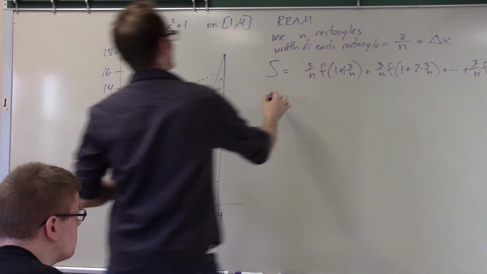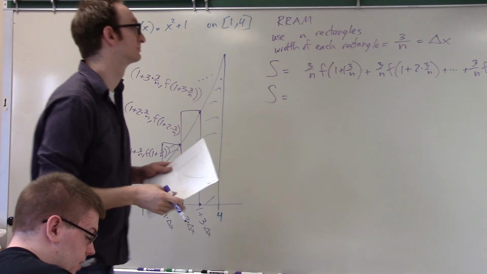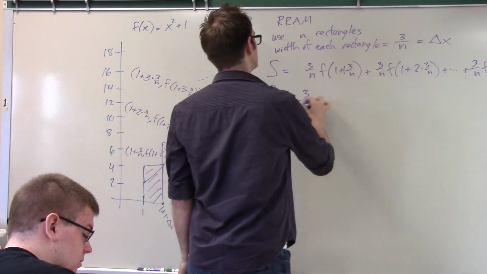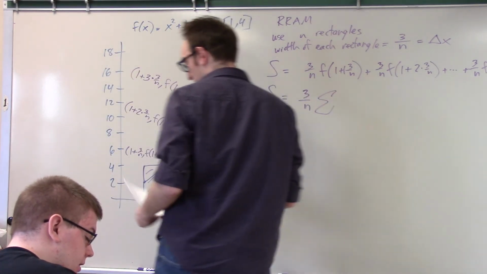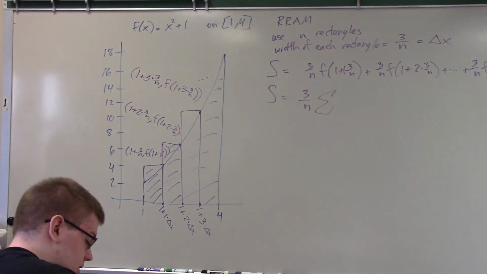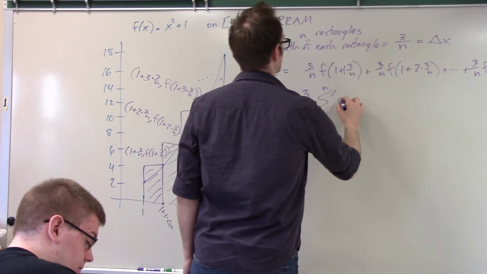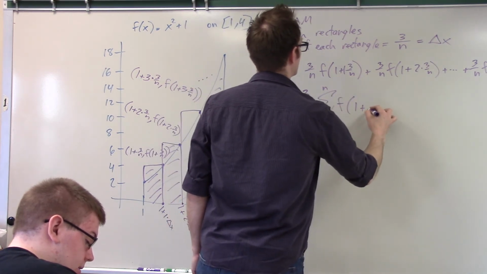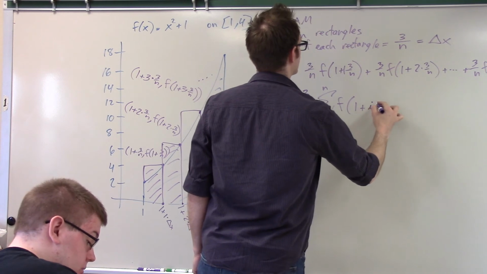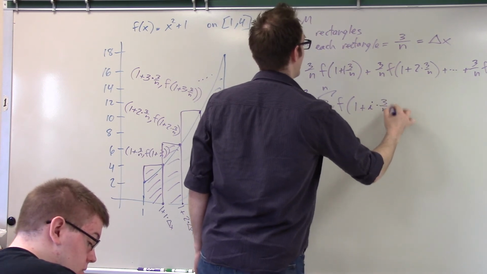Okay, can we write this out in sigma notation? What is it? S equals the sum from i equals 1 to n of 3 over n times f of 1 plus i times 3 over n.